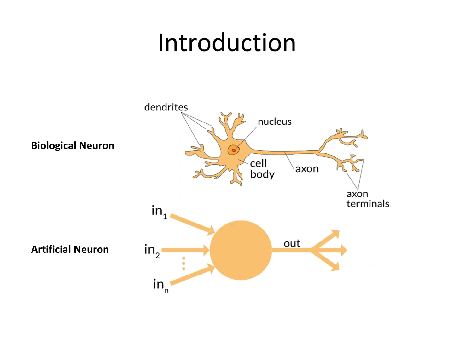In the case of a biological neuron, we have dendrites, and the signal passes through the nucleus, and then it provides the output at the axon terminals. Similarly, in the artificial neuron, we have multiple inputs. They pass through the neuron, some processing happens here, and it provides the output.